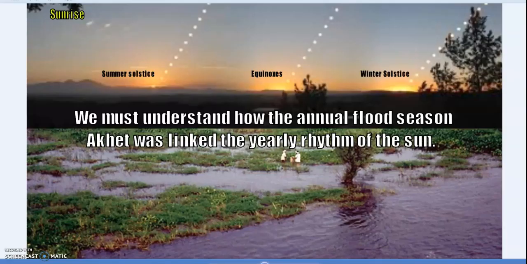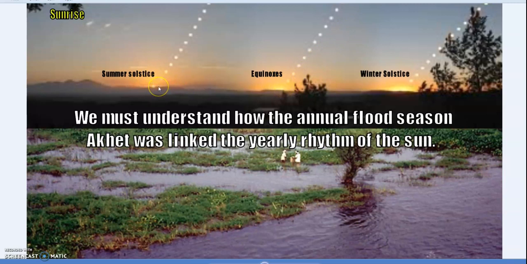We must understand how the annual flood season, Akhet, the inundation, was linked to the yearly rhythm of the sun also. So these are photos that were taken over the year, on the summer solstice, looking directly east at sunrise. This is taken in America, northern hemisphere, but the same happens all across the northern hemisphere. It's just reversed in the southern hemisphere. If you look directly east, the spring and autumn equinox fall directly east.